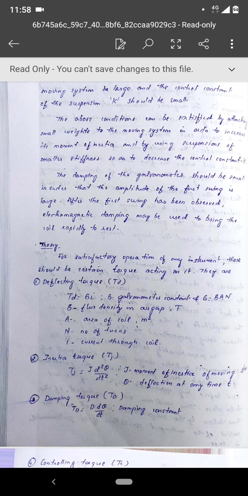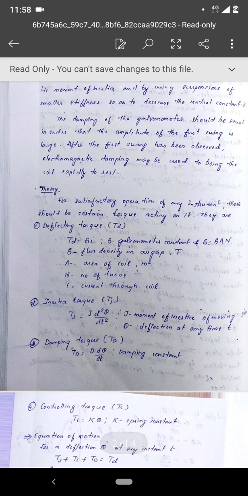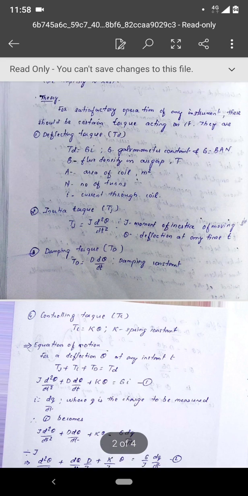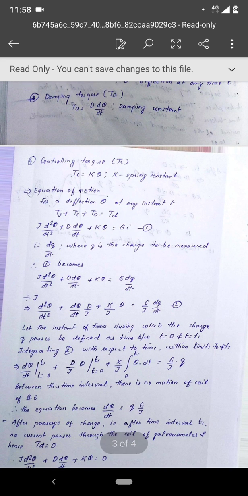Okay, then the second one is the inertia torque, Tj, that is J d square theta by dt square, where J is the moment of inertia and theta is the deflection at any time t. And the damping torque Td is D d theta by dt, where D is the damping constant. And then we have the controlling torque, given by Tc equal to k theta, where k is the spring constant.